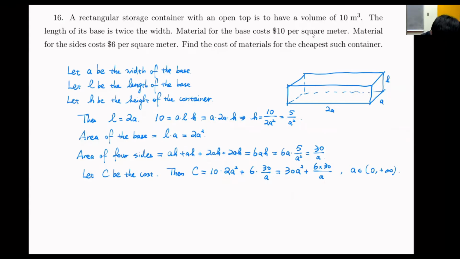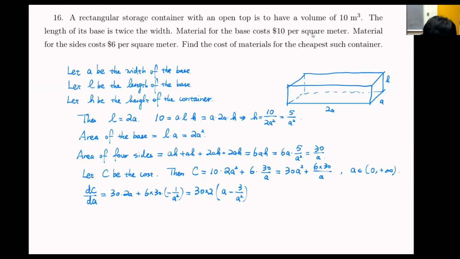Now let's take the derivative. dC over dA is simply 30 times 2a, plus 6 times 30 as a constant in front, and the derivative of 1 over a is minus 1 over a squared. I can certainly factor out 30 times 2 in the front. That will be a minus 3 divided by a squared.